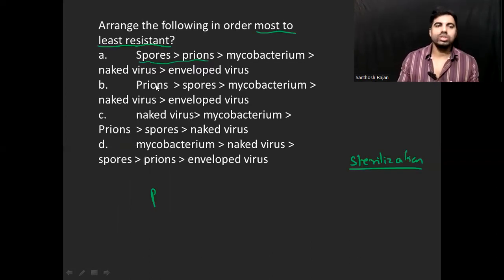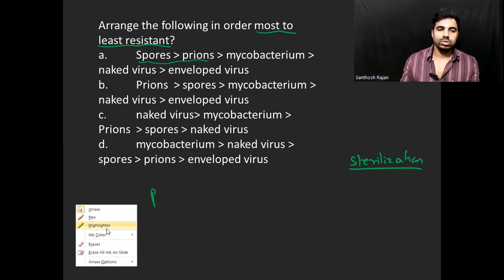Yes, we're going to talk about prions. But remember, we usually think of spores. Spores are the one we are usually thinking of. But which is more dangerous than spores? Prions. So, prions first. Spores. Okay, prions. Spores. I'm sorry. Yeah. So, I'll write it here.